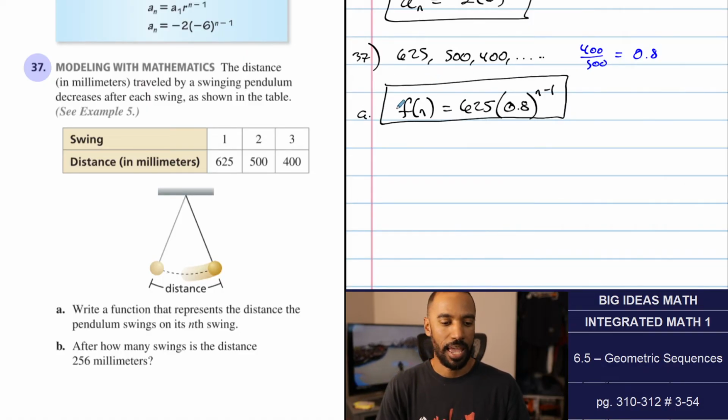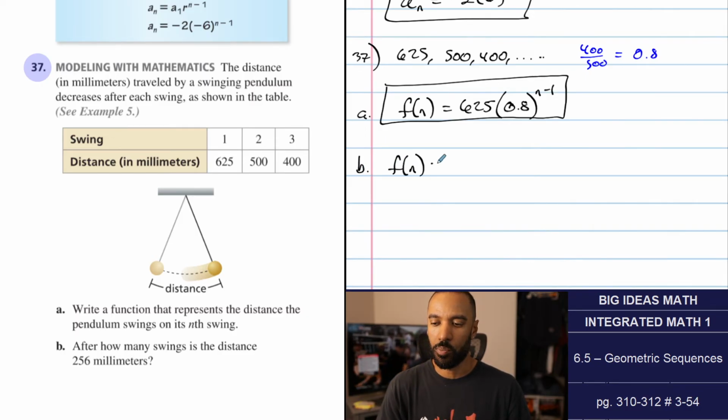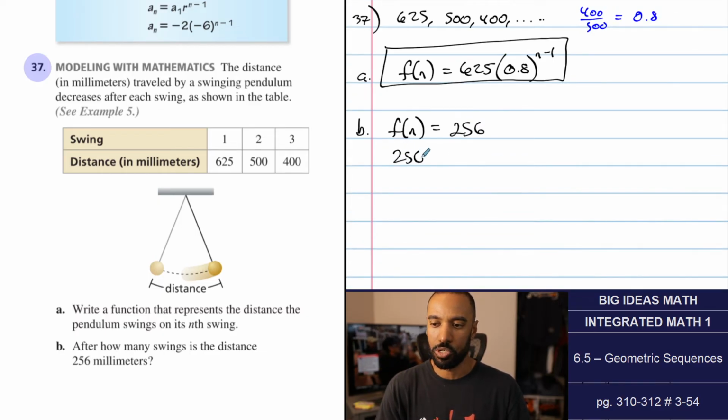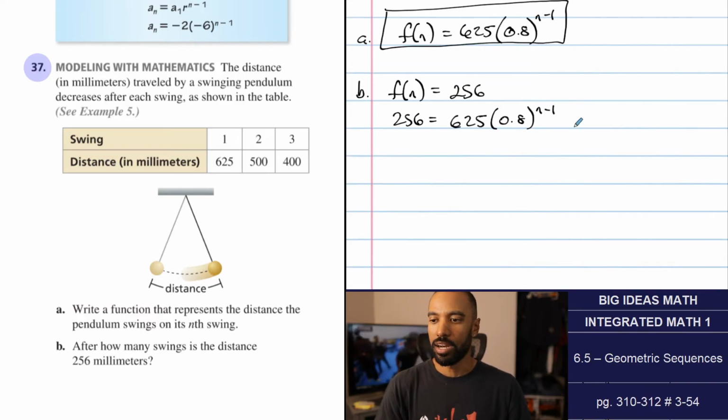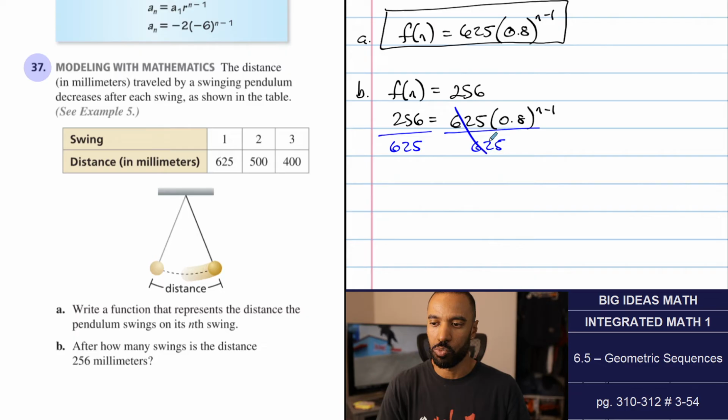This is part A. Part B says, after how many swings is the distance 256 millimeters? This is when we have to find which n value gives us 256. So I'm going to set 256 equal to our function on this side. Now, I have to divide both sides by 625 in order to solve for n. This is the same thing that we learned out of the previous section, where we have to actually isolate the exponent term first before we do anything after that.